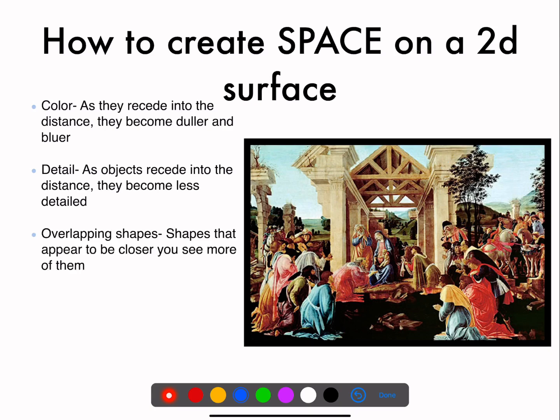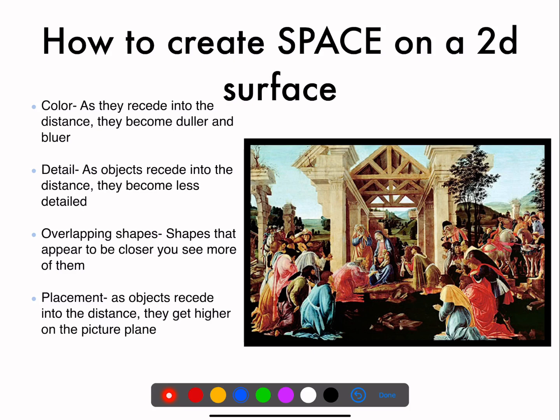We also have overlapping shapes. So here we have baby Jesus overlapping Mary. Fun fact, Mary is always shown with red and blue, mainly because those are the more expensive colors, and they honor the most important person in a painting by painting them with the most important colors.